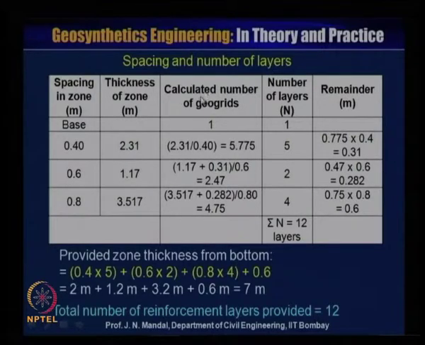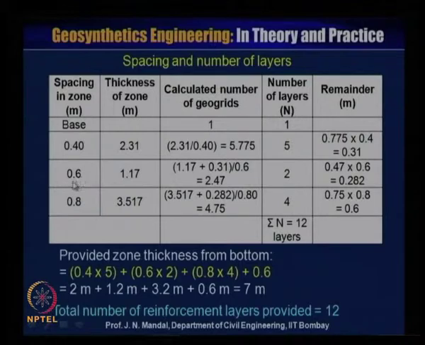Next you calculate the number of geogrid. At the base you should provide 1. Now here 2.31 divided by the zone spacing 0.40 will give you 5.775. So you take the number of layers as 5. The remainder is 0.775 into spacing zone 0.4, which will be 0.31. So this is the remainder in meters.